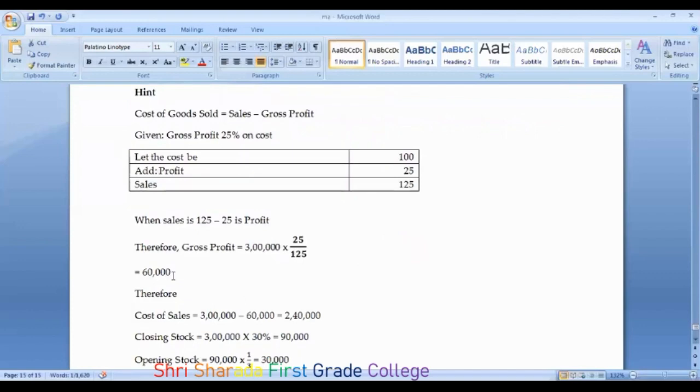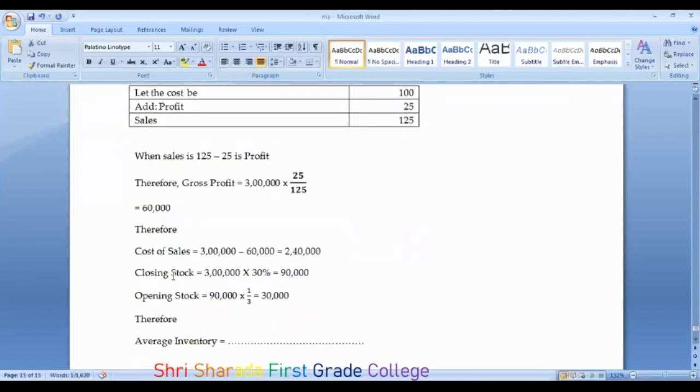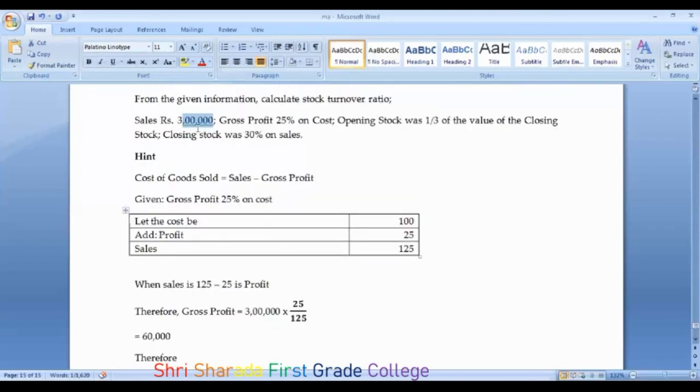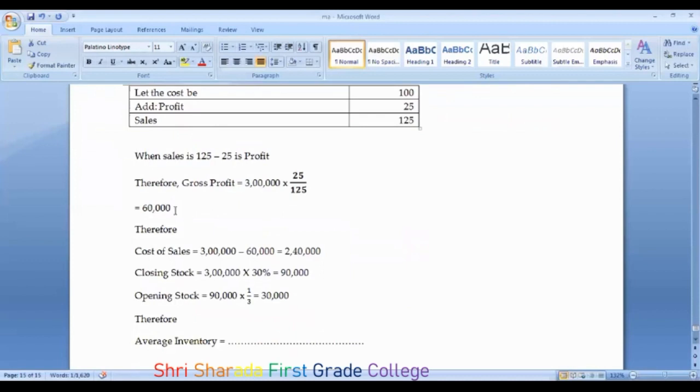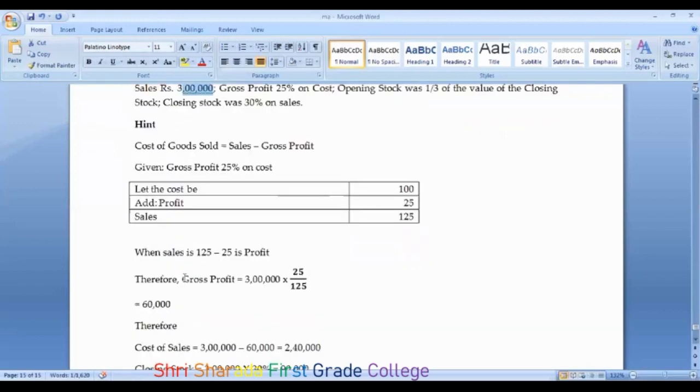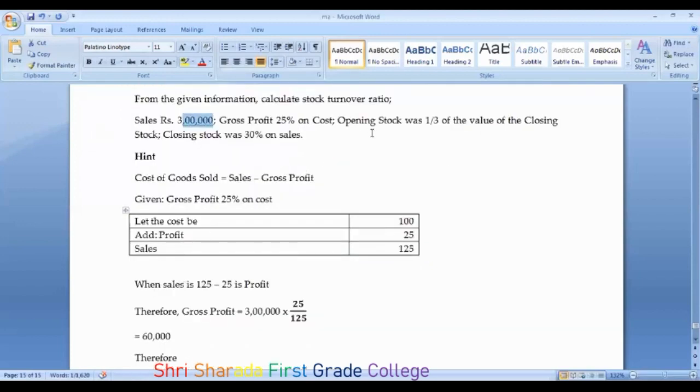will be the profit. Now you know the sales as 3 lakhs and you have computed the profit as 60,000. So 2,40,000 is the cost of goods sold. Closing stock is given as, and opening stock was 1/3 of the value of the closing stock.